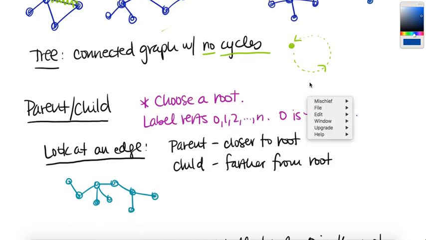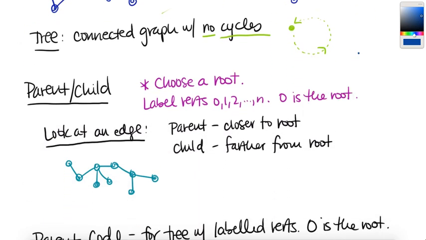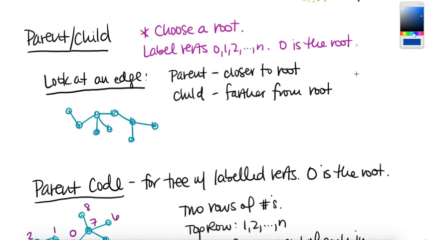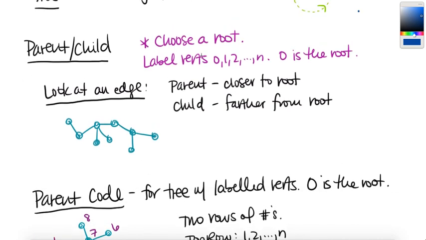Okay, let's talk a little bit about parent and child relationships. So for this, what we need to do is we're going to label our vertices, and our convention here is that we're going to start labeling at 0 and label 0, 1, all the way up through n, and 0 is going to be what we call the root. Okay, so I'm going to label 0, 1, 2, 3, 4, 5, 6, 7, 8.